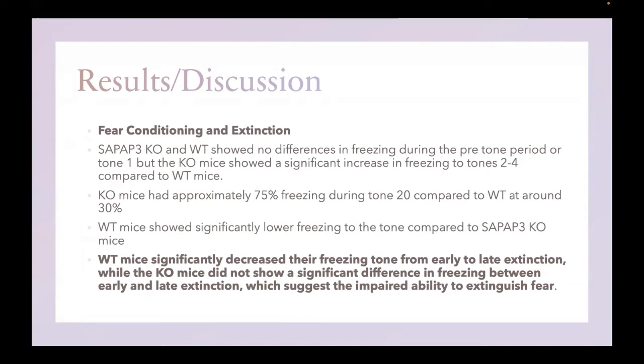The SAPAP3 knockout mice showed evidence of enhanced fear learning and impaired fear extinction, which contributes to their enhanced sensitivity to negative valence.